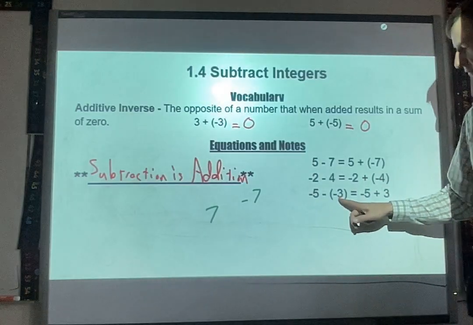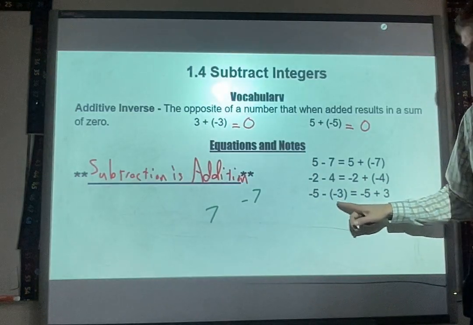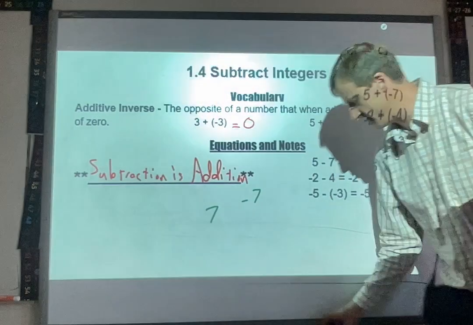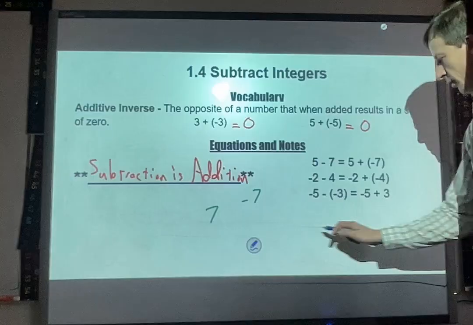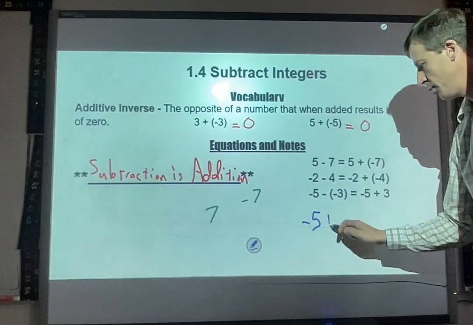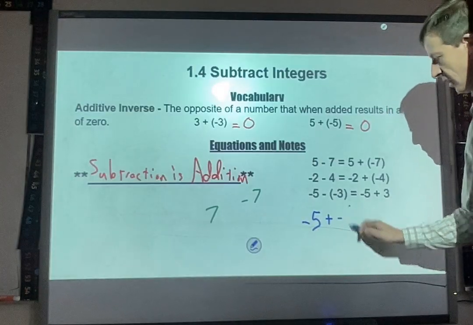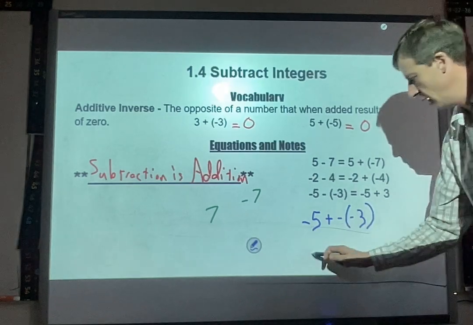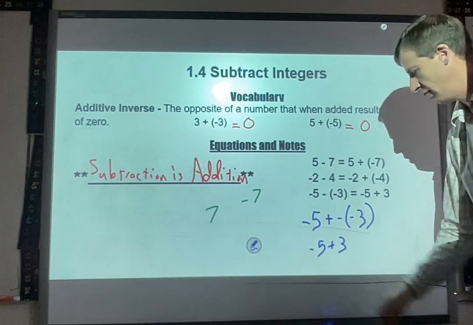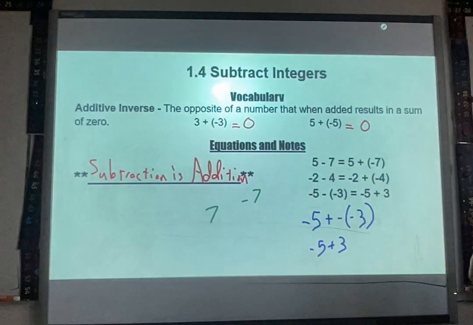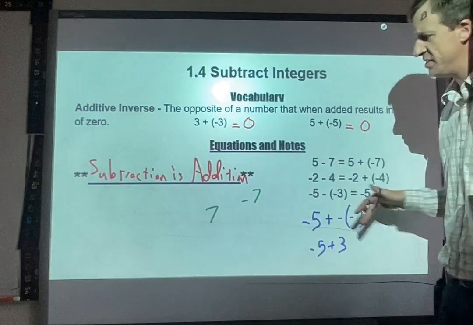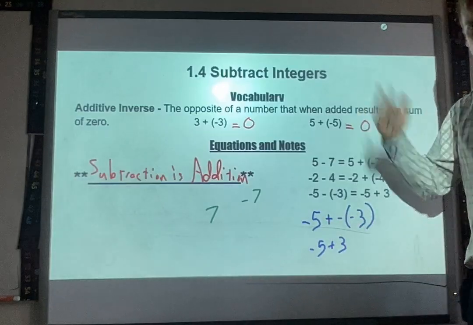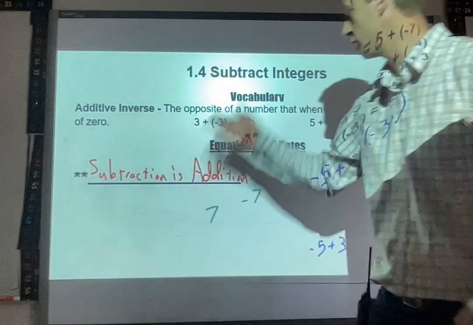Negative 5 minus negative 3, well, that one, it is a subtraction. But in this case, we'll write it the other way. We're going to change this to really negative 5 plus negative 3, right? But what happens when you have two negatives in a row? It changes to a positive, right? So it becomes 5 plus 3. So all we're doing today is just adding one step in. We're going to take our numbers, turn it into an addition problem, and then solve it the same way we did for section 1.3.